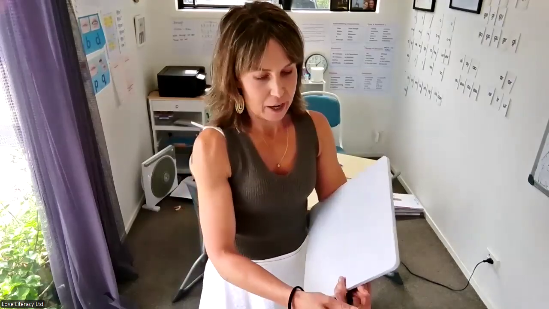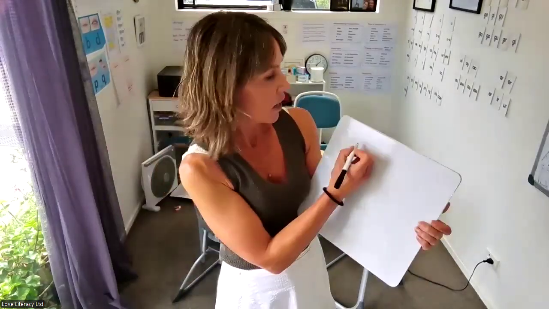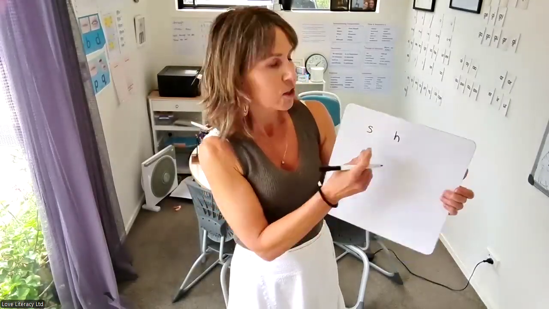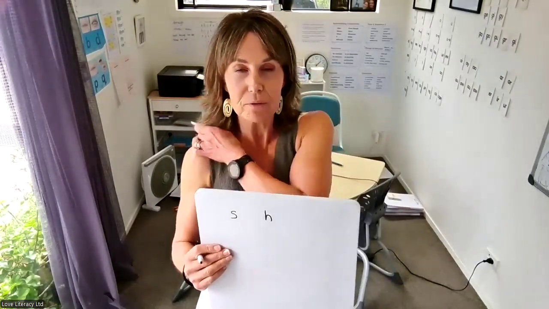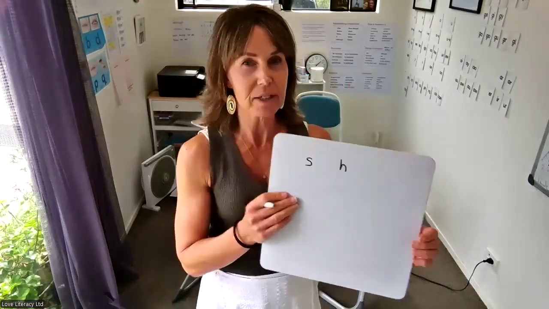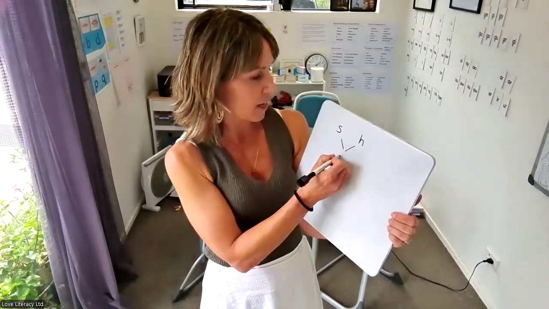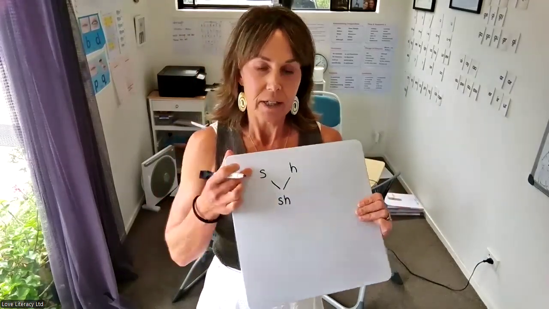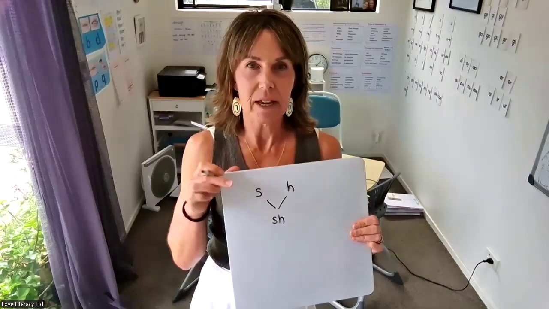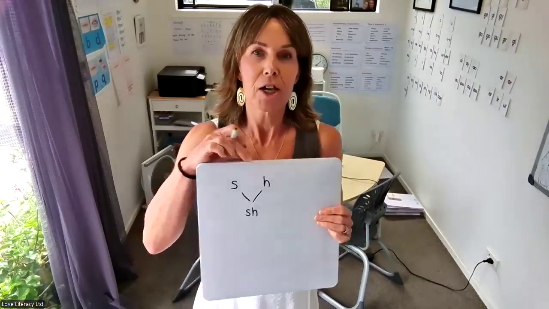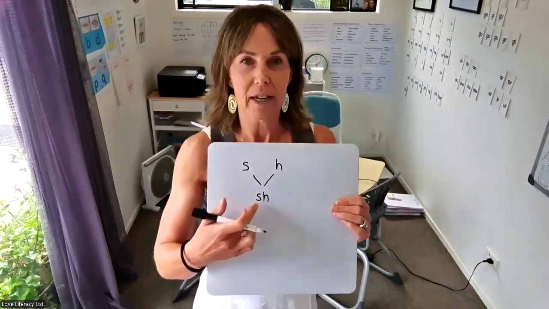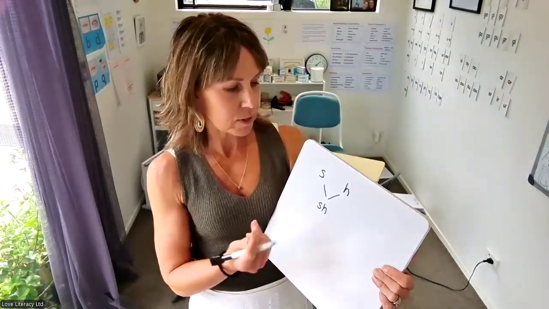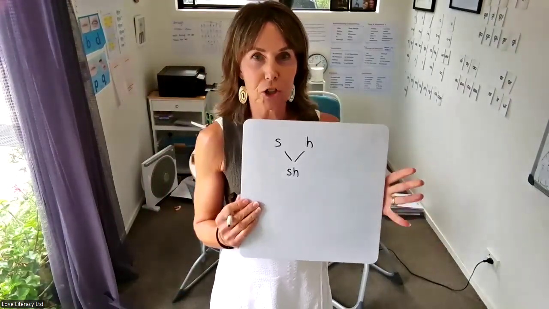Now I'm going to start by just explaining a little bit about a digraph. So a digraph is when you have two letters that individually represent their own sounds. When they come together, they create one new sound. So individually, the letter S represents S and the letter H represents H. But when they come together like this and they are next to one another, they represent the sound sh.